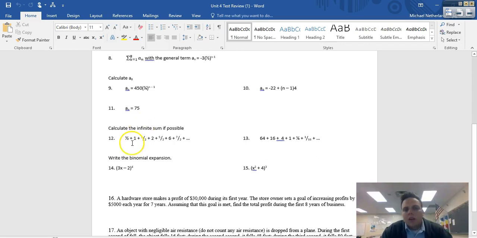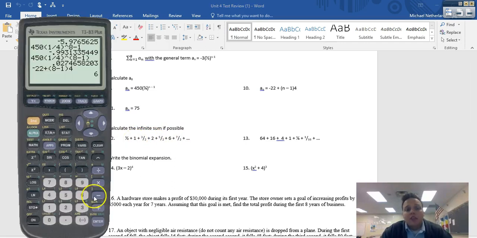All right? Number 12. Calculate the infinite sum if possible. Remember, you can only calculate infinite sums on geometric situations where r is between negative 1 and positive 1. So we look here, we go 1/2, 1, 3/2, 2, 5/2, 6. So the question becomes, how am I going from each term? How am I making this magic happen? Well, hopefully you quickly realize that this is not geometric at all.